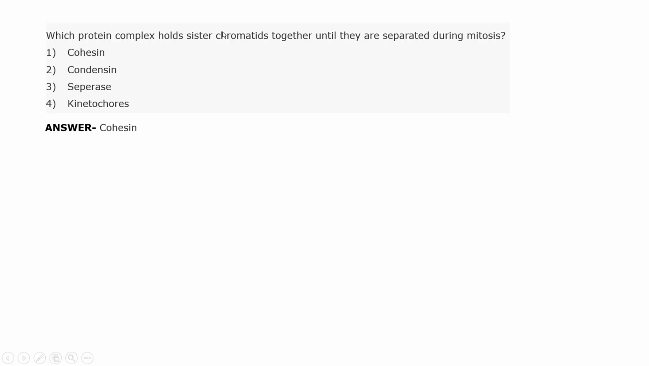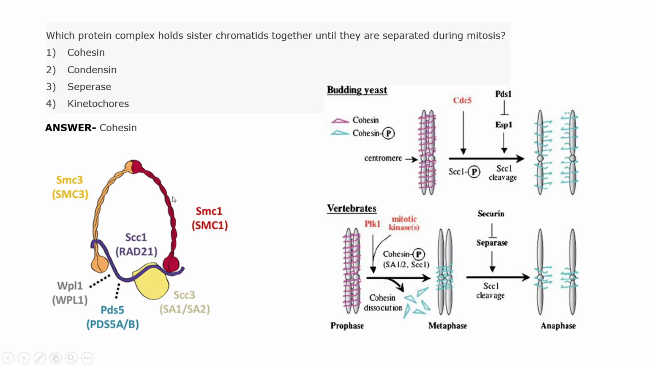So cohesin is the protein complex that holds sister chromatids together until they are separated during mitosis. This is the structure of cohesin. You can see that it is a clip-like structure held together by a protein called SCC1. The clip-like structure consists of a dimeric protein structure of SMC3 as well as SMC1. SMC stands for structural maintenance of chromosomes. This clip-like structure binds to the chromosome at the centromere, and it is locked in place by the SCC3 group protein.